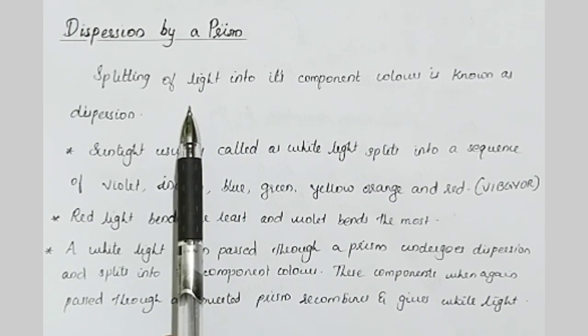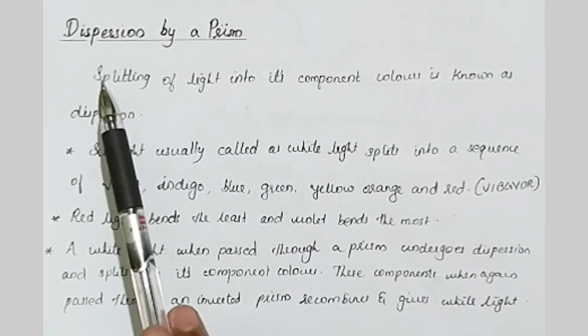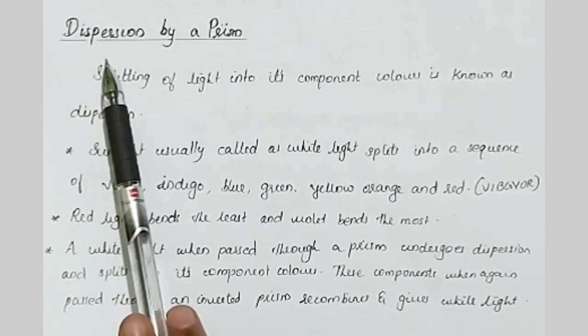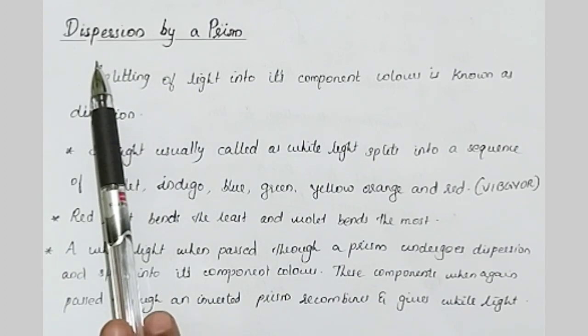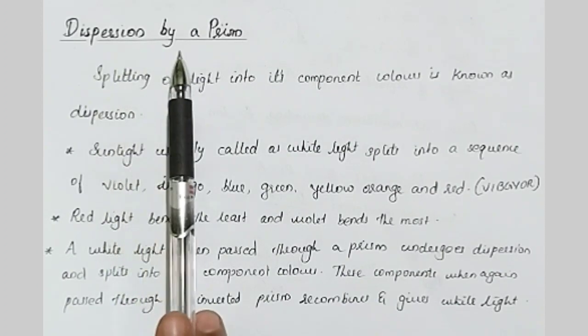Now, towards the end of the chapter, we are going to understand the phenomenon of light called dispersion. So, let us see what happens when dispersion occurs through a prism.